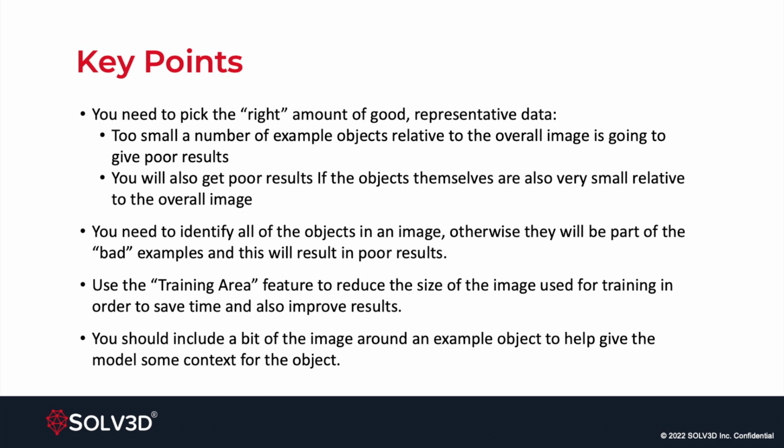This is where the training area feature really comes in, because you can reduce the size of the image. It saves you time, and it can also improve your results. Finally, you should include just a little bit of the image around an example object, and this will help give your model some context for the object that you're looking for.